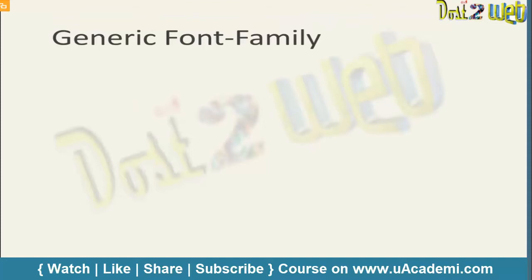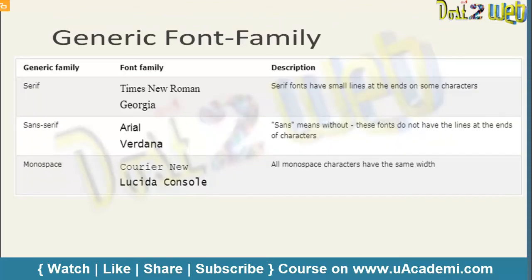Next, you have the generic font families. What are the generic font families we have? As we have discussed, serif, sans serif and monospace. The serif family includes Times New Roman and Georgia. Serif fonts have small lines at the end of some characters. If you use a serif font, you will get to know the difference. When you use sans serif, like Arial and Verdana, sans means without. So sans serif means without: these fonts don't have the lines at the end of characters.